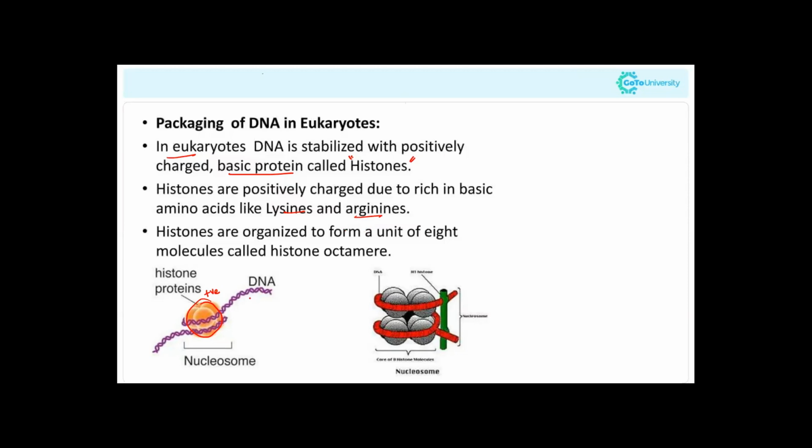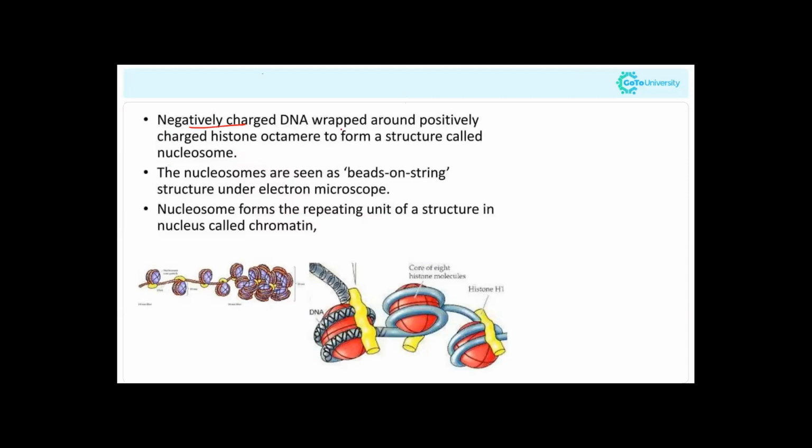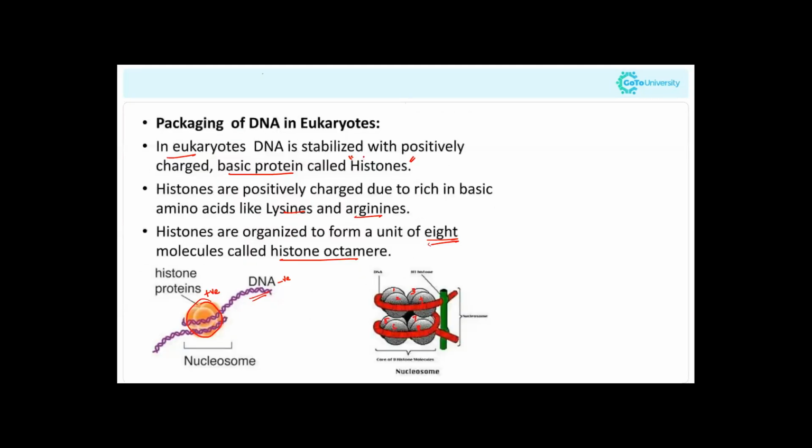Now moving to DNA, we know that it is acidic in nature, it has phosphoric acid, so it is negatively charged. Histones are organized to form a unit of 8 molecules called the histone octamer. Here you can see in the diagram 1, 2, 3, 4, 5, 6, 7 and 8. This negatively charged DNA is wrapped around the positively charged histone octamer to form a structure called a nucleosome.